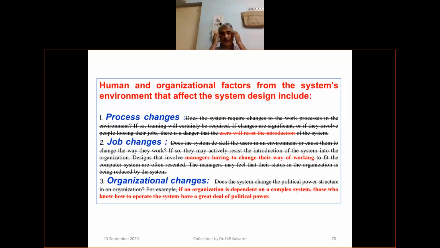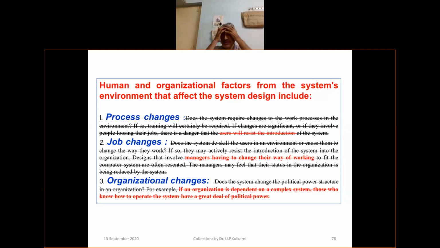No other aspect of what the textbook speaks about. Let me talk about that. See, human and organizational factors from the systems environment that affect system design. You can note down, Ashish, the same thing. Take a snapshot of this. List and explain the various human and organizational factors from the systems environment that affect system design. These are theoretical things. That's why I put a line across all these things.